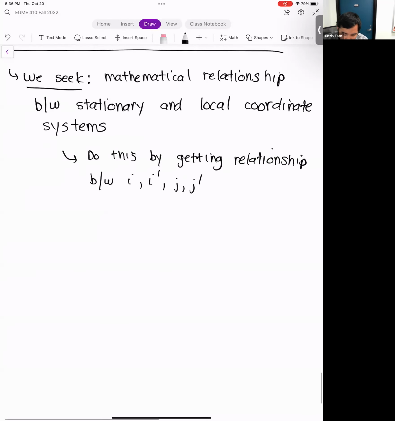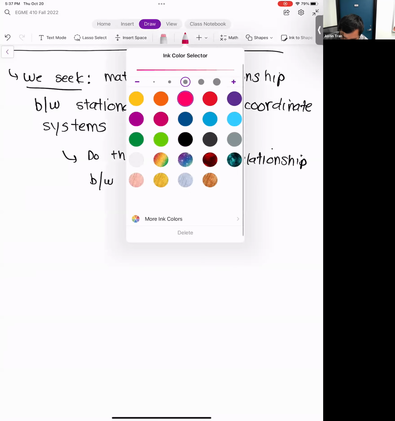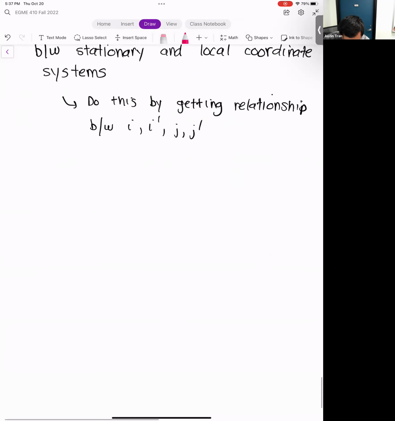And we're going to use geometry and trigonometry in order to do that. Okay, let me do this. And so we know the I vector, and I drew it bigger here just because we're going to make a triangle from this. We know the I vector here points perfectly horizontal, right?